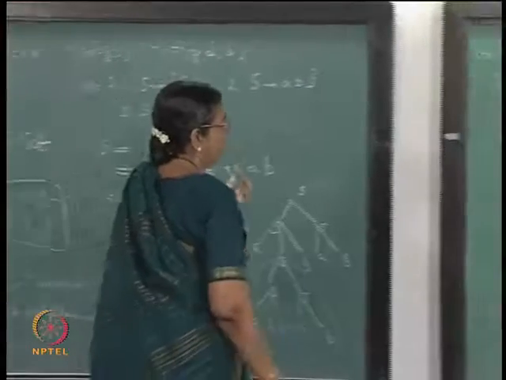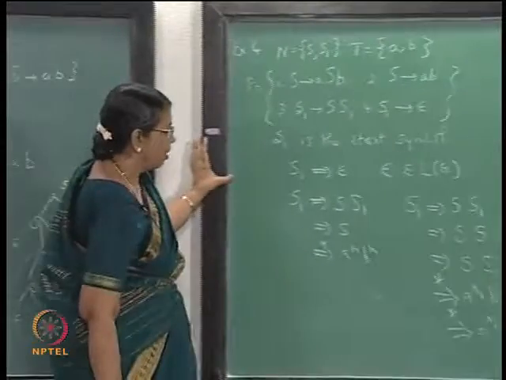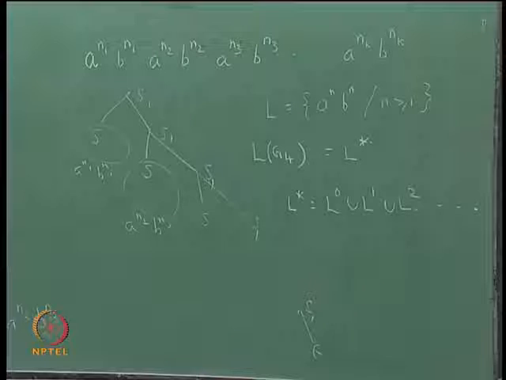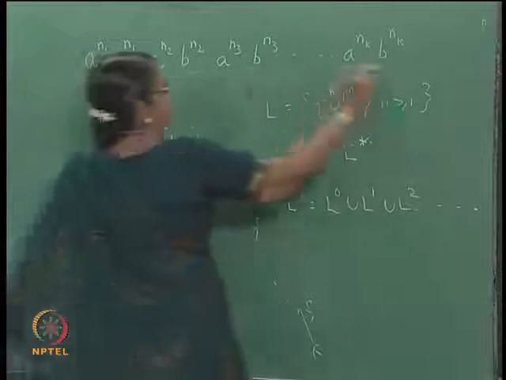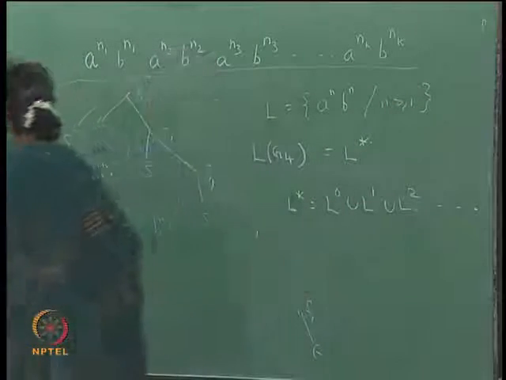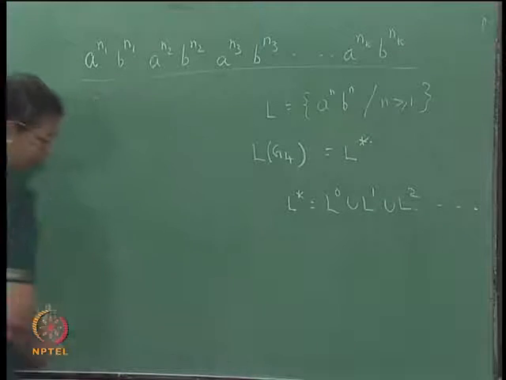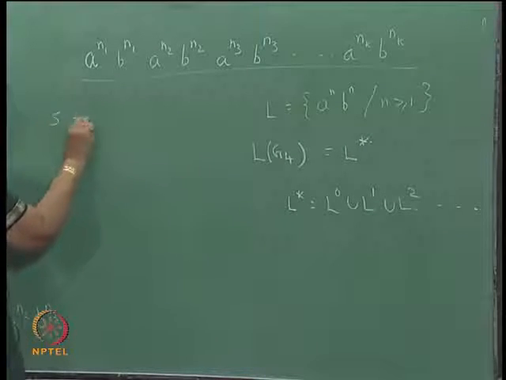I will put it slightly more explicitly. Suppose I want to derive this string, A power n1 B. I want to derive this string. How do I go about doing this? Suppose I use a leftmost derivation.